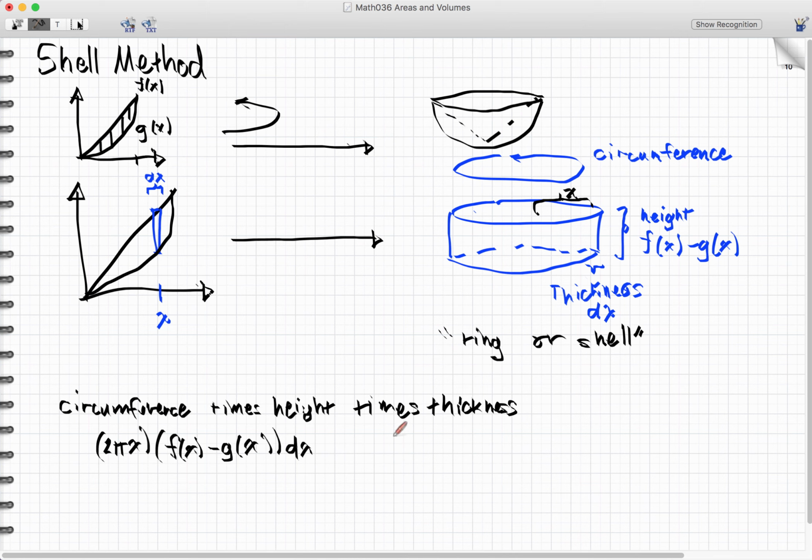Now this is an approximation. The volume, this is depending upon dx, this is not exactly the volume. But in the infinitesimal realm, this is actually the correct expression. And therefore we get that we can obtain the volume of such a body of rotation by integrating from bounds a to b of 2 pi x times f of x minus g of x times dx.